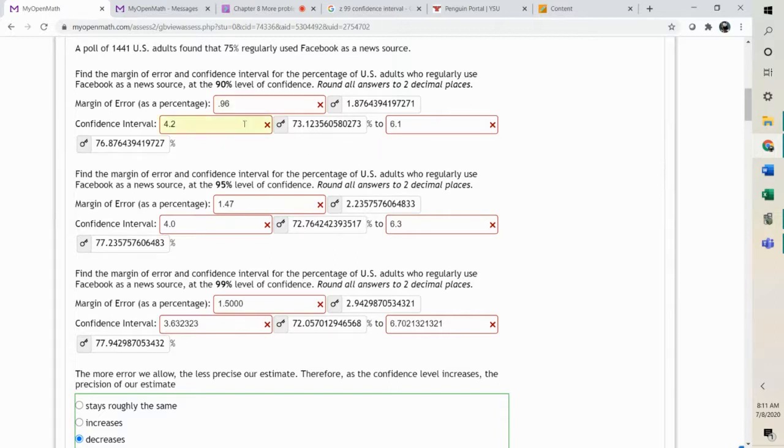But on this one, if we use the calculator, it says a poll of 1,441 people, 75% use Facebook. And we want a 90% confidence interval. Well, this is a proportion. So proportions ask for the total people in the sample, but they also want, instead of the percentage, how many people use Facebook. So we need to find that first.